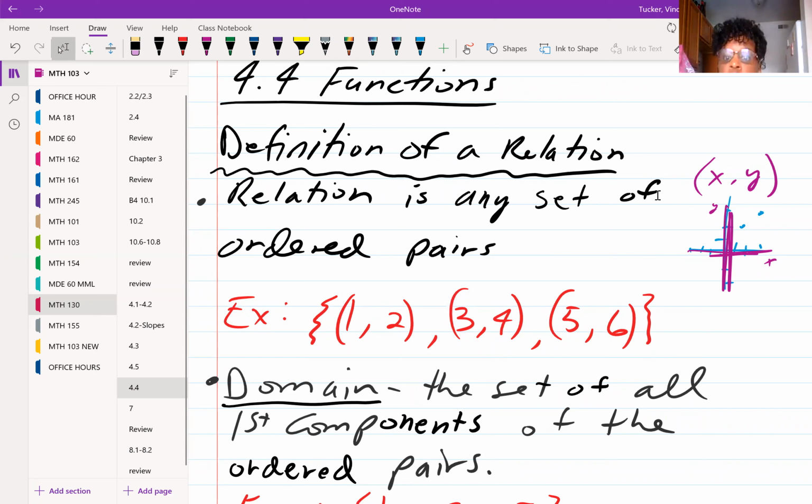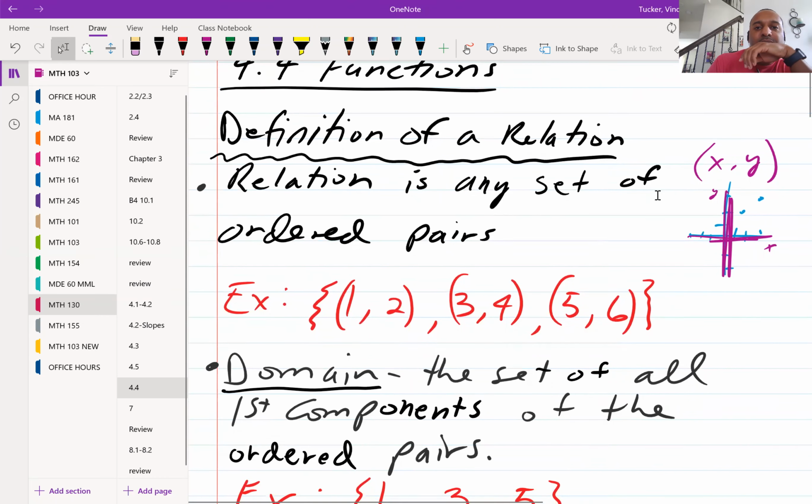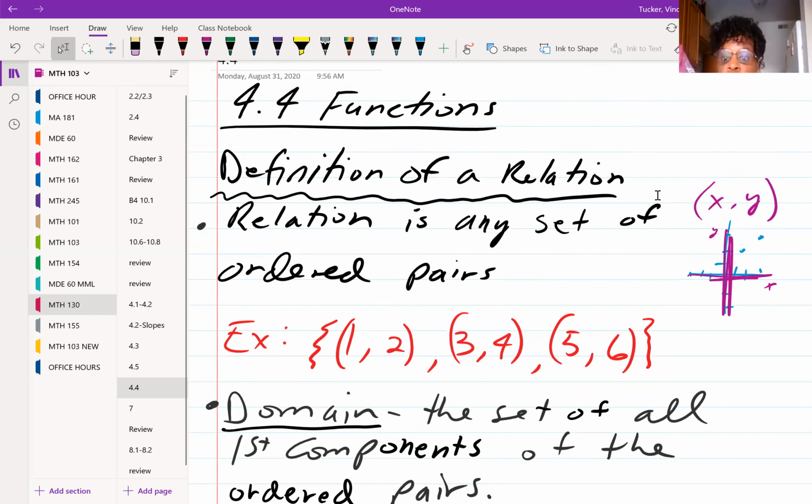Oh, okay. All right. So that's where we started on 4.4. Yes. Okay. Thank you. No problem.